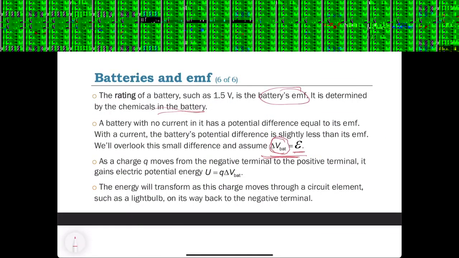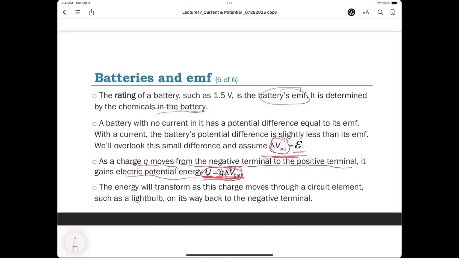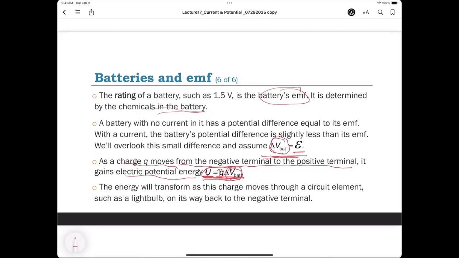As a charge Q moves from the negative terminal to the positive terminal, it gains electric potential energy. We talked about this in the last class. If a charge moves from the negative terminal to the positive terminal, there is a potential difference and a charge, so this is electric potential energy. The energy will transform as this charge moves through a circuit element, such as a light bulb, on its way back to the negative terminal.